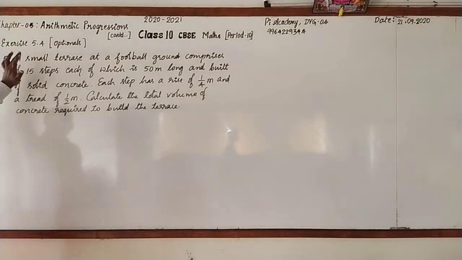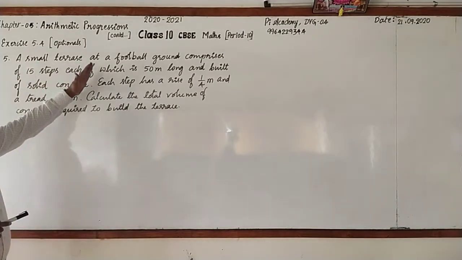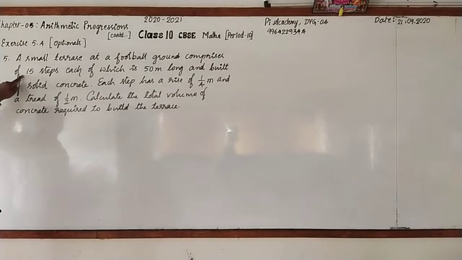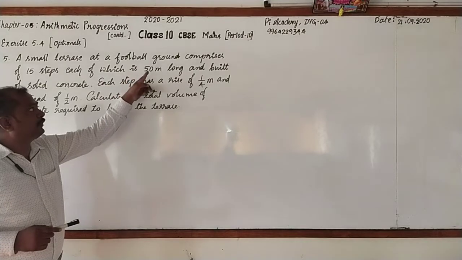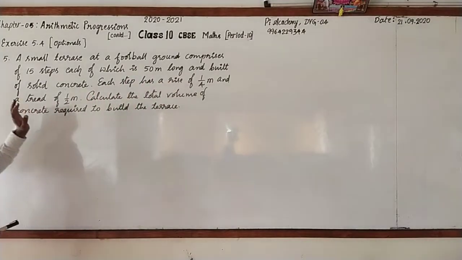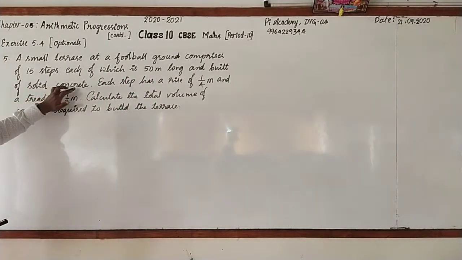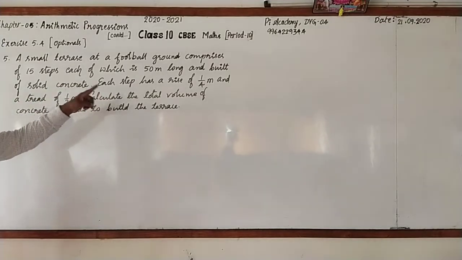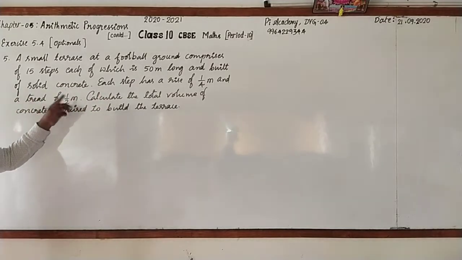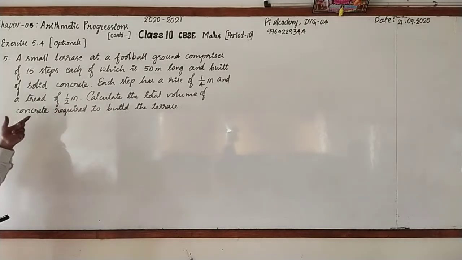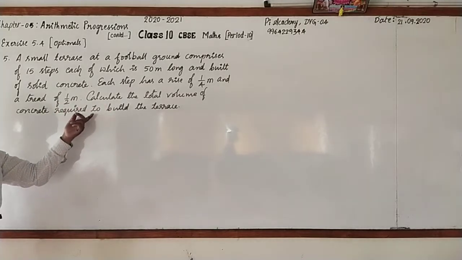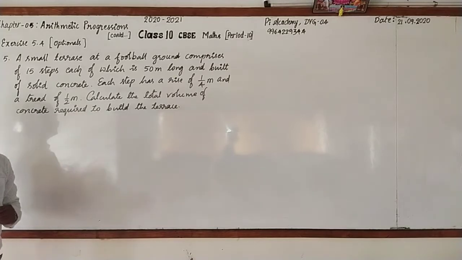Dear students, observe this. This is the last problem of this exercise. It has been given like this. A small terrace at a football ground comprises of 15 steps, each of which is 50 meter long and built of solid concrete. Each step has a rise of 1 by 4 meter and a tread of half meter. Calculate the total volume of concrete required to build the terrace. Hope that you have understood. Yeah, please go for copying this. After that, you can start writing with me.